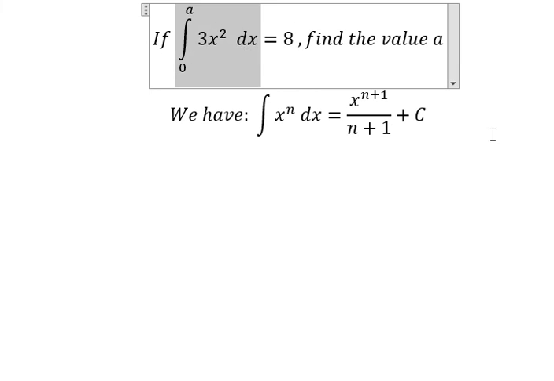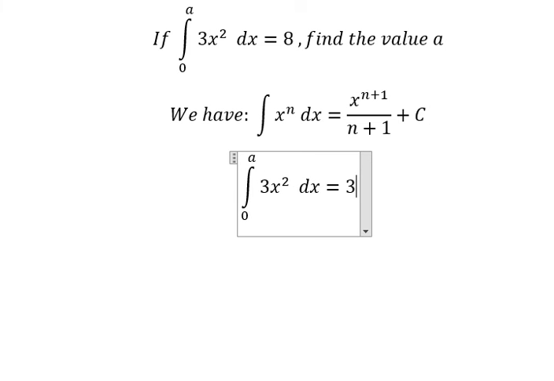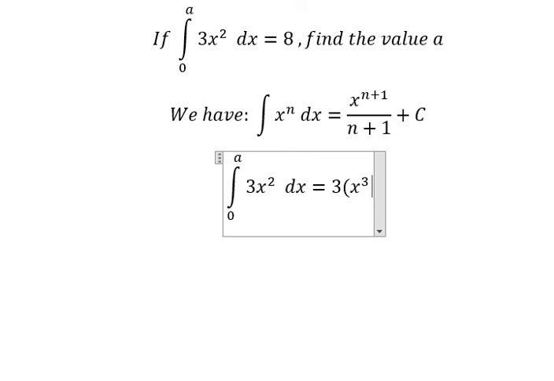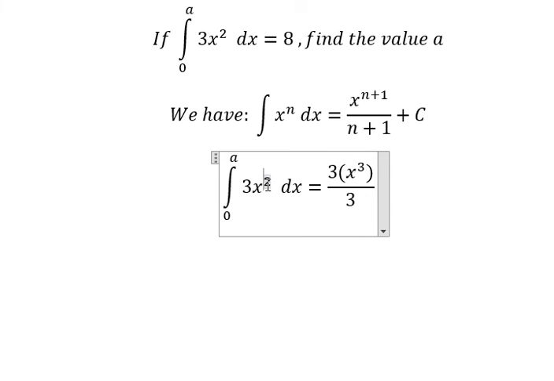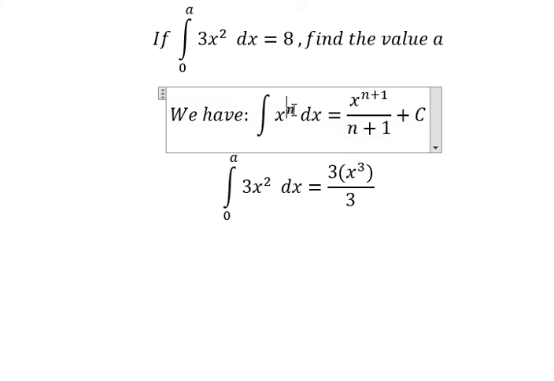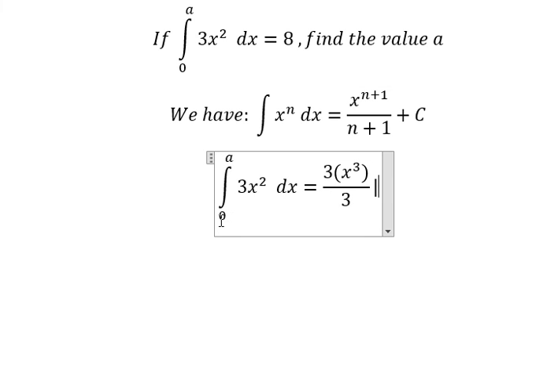So for this one, you will have x to the power of 3 over 3, because 2 plus 1 gives you 3, similar for this one. And we put the bounds from 0 to a.